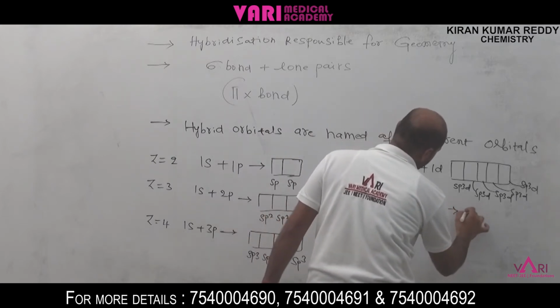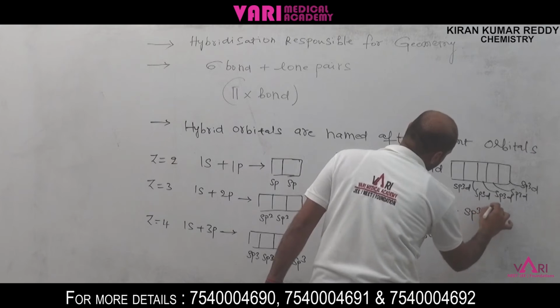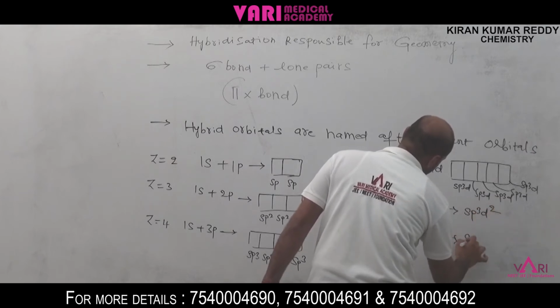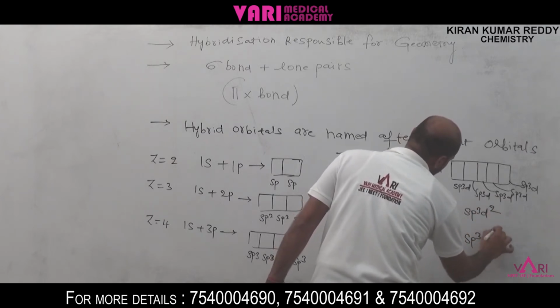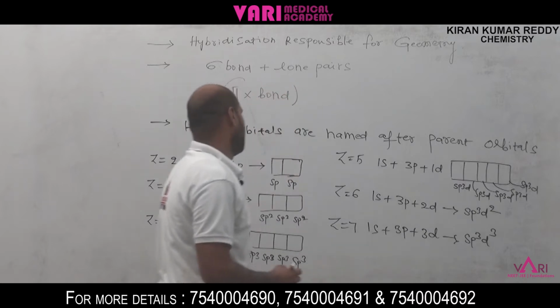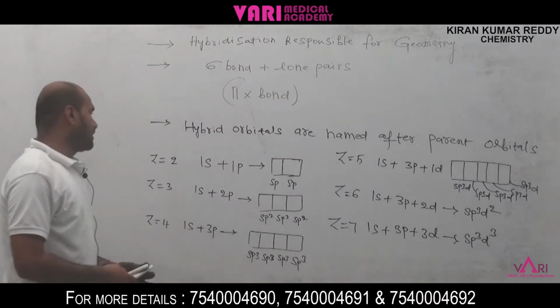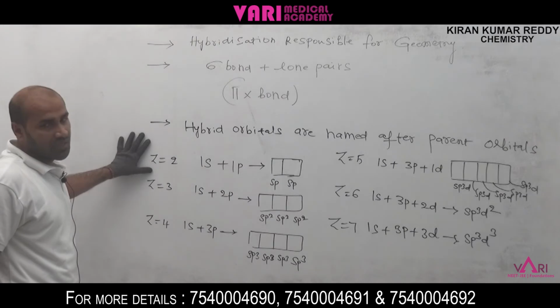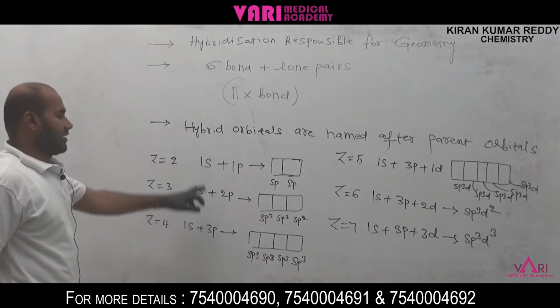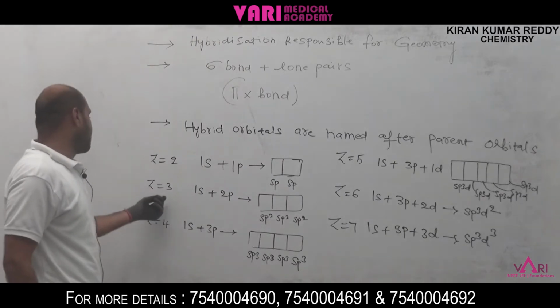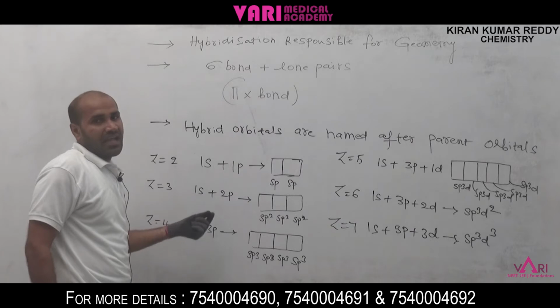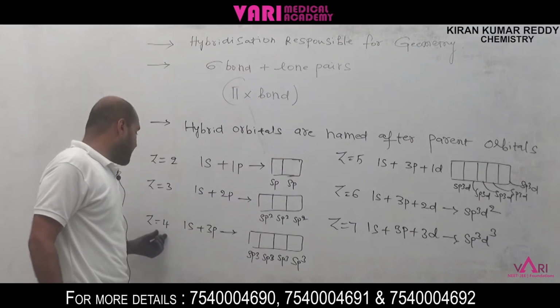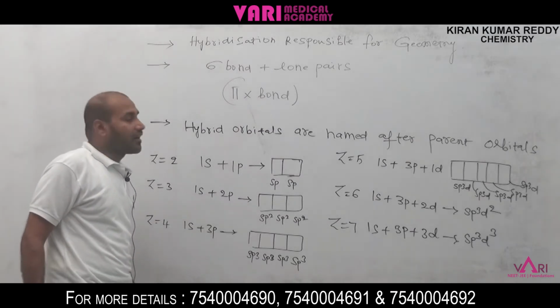Here is sp3d2 hybridization, here is sp3d3 hybridization. If Z is equal to 2, that means 1 s orbital and 1 p orbital. What is the geometry? This is a linear geometry. Z is equal to 3 means trigonal planar, and Z is equal to 4 means tetrahedral.